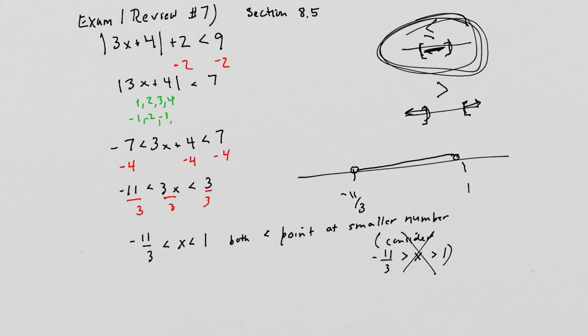In interval notation, then, we'd say from negative 11 thirds, comma 1, the endpoints of the section that we're talking about.